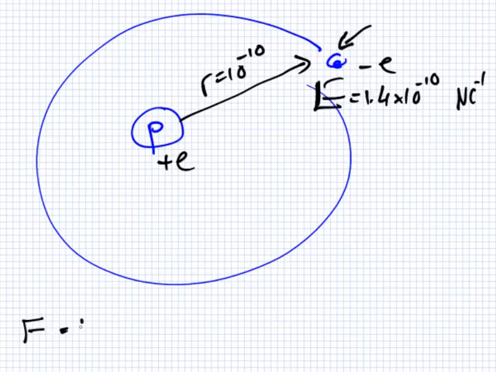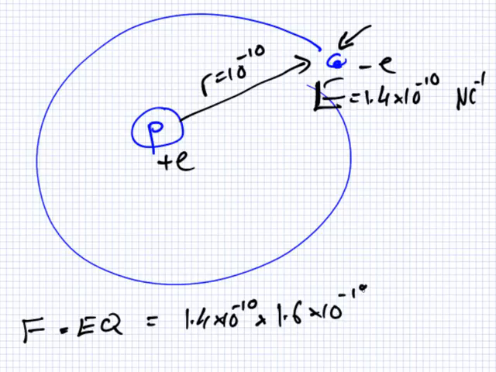EQ. And what's the E? 1.4 times 10 to the minus 10. And what's the Q? I still can't get it back on my calculator. What numbers for constants? Shift 7, 23. Right, the e is 1.6 times 10 to the minus 19. So let me just calculate that.